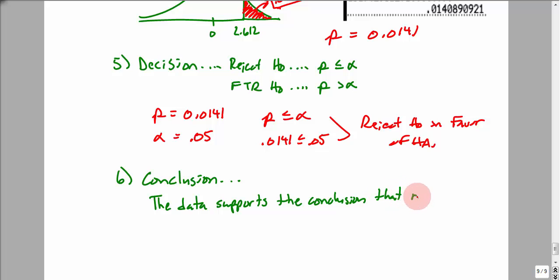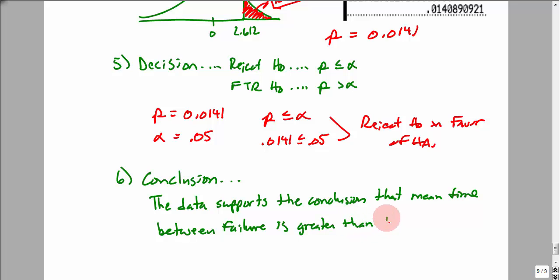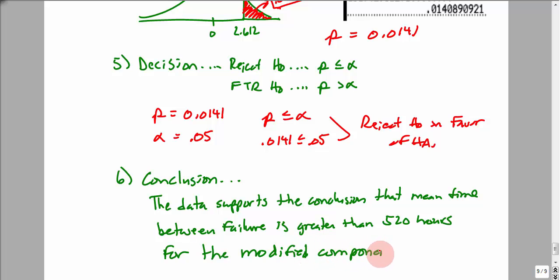that the mean time between failures is greater than 520 hours for the modified component. So basically we have support for the modified component being an improvement.